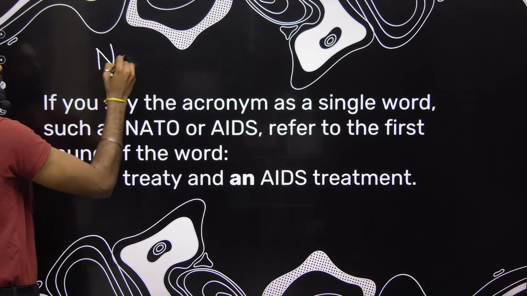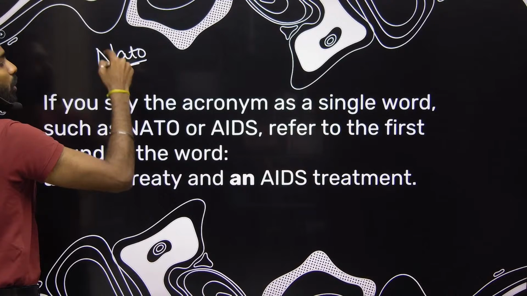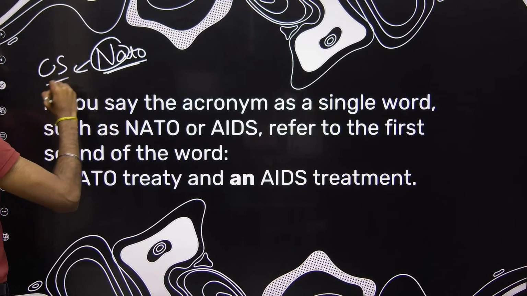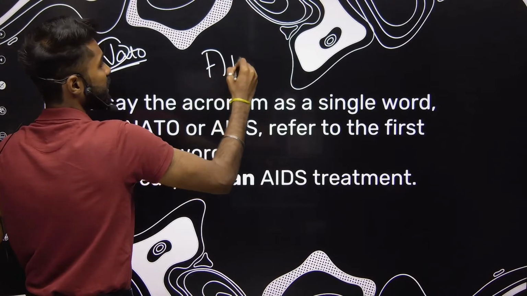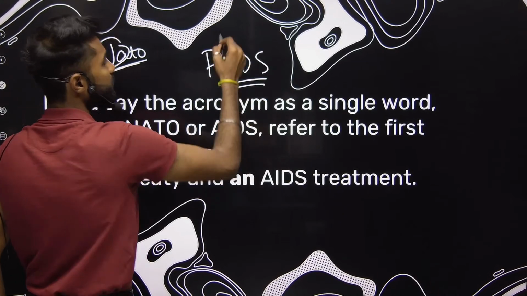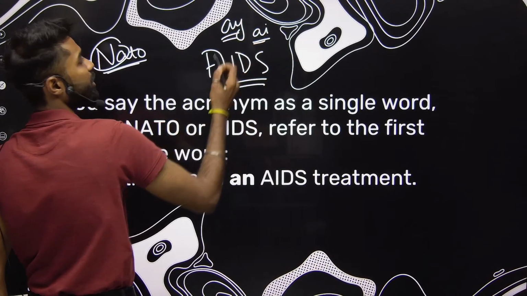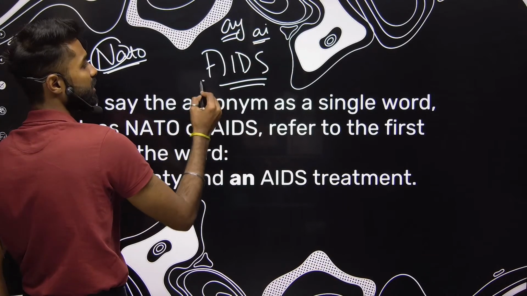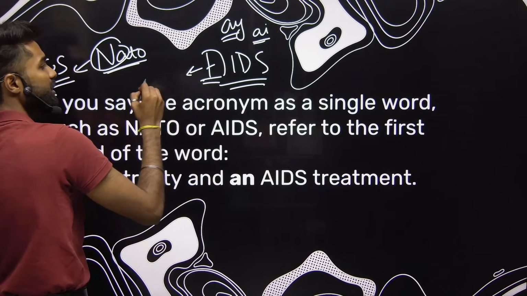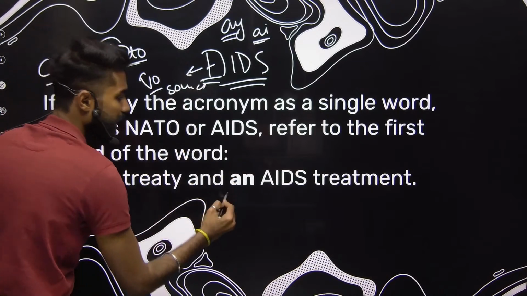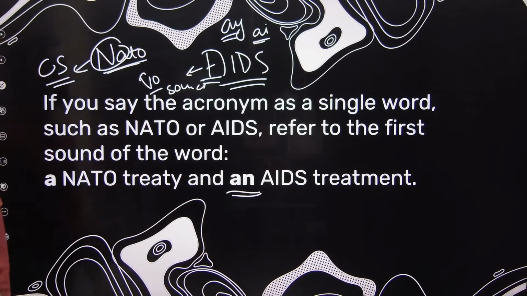See, NATO. One single word, I'm pronouncing "Na". So consonant sound. Whereas AIDS, the sound produced is "ay". So this will be my vowel sound. So, an AIDS tree. Here, that's it. Very simple.